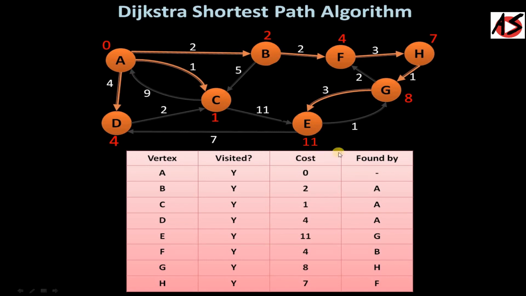So now you can understand how you can find the shortest path of all vertices using Dijkstra algorithm. So here every time you have multiple paths, you are selecting the minimum cost path first, and then you are updating the cost accordingly.